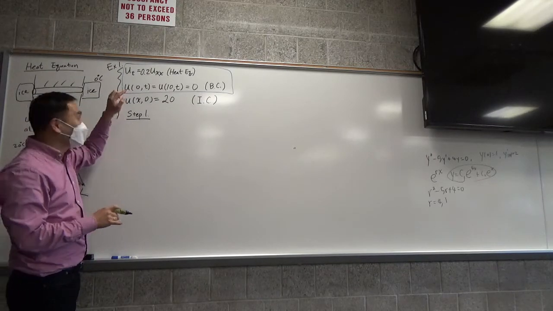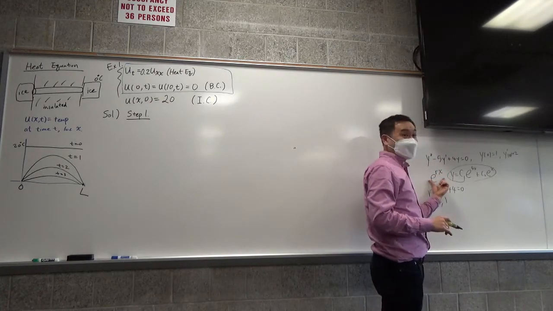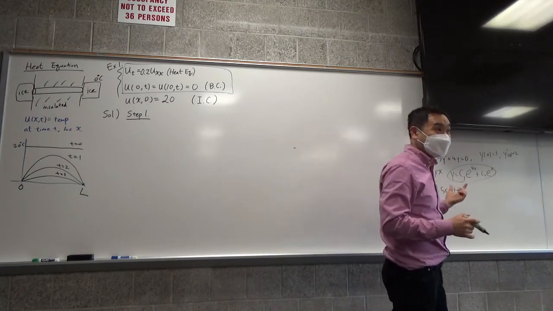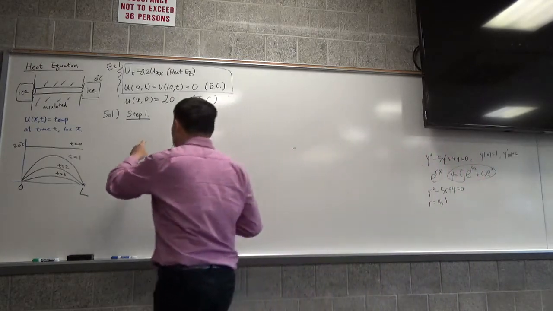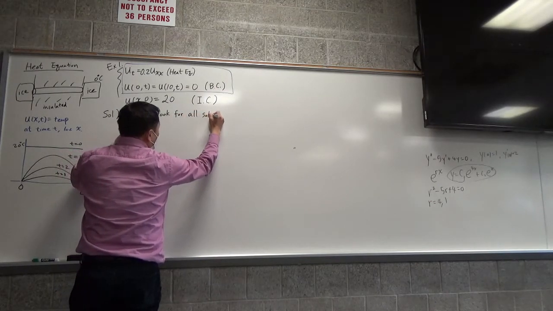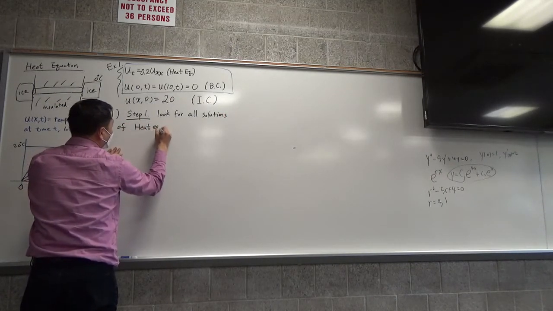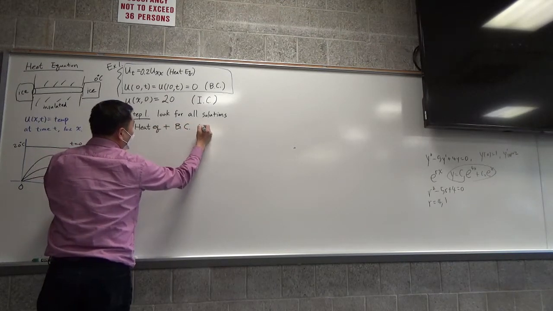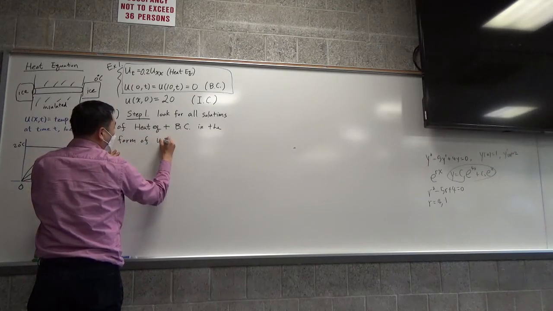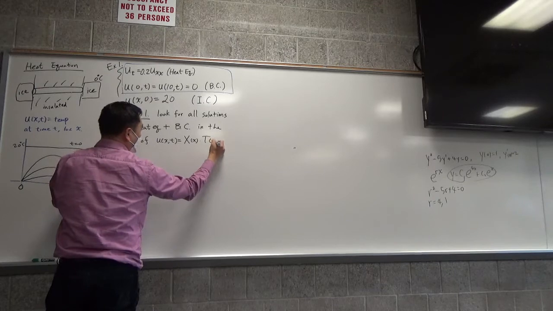Make sense, right? And at this moment, we're just going to assume that the solution takes some special form, and that will give us some building blocks for the general solution. That's what we're going to do. Okay? So what we're going to do is look for all solutions of the heat equation plus the boundary conditions in the form of u(x,t) equals X(x) times T(t).